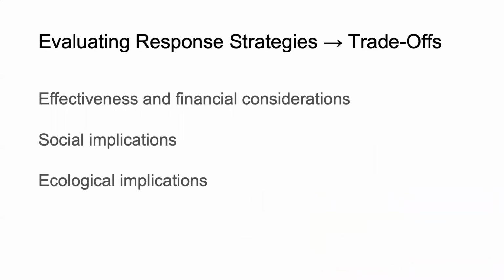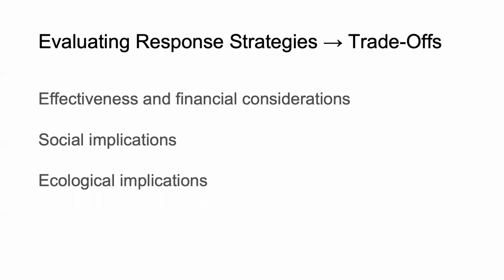And we are evaluating these different response strategies of protecting with hard armor, protecting with soft shore, accommodation, and retreat in several ways. So for each of those response strategies, we looked at 3 areas. So first, effectiveness and financial considerations. How well does the strategy work in the face of sea level rise? And how much might it cost to implement that strategy and maintain its effectiveness over time? Second, social implications. How might the given response strategy have implications for others, so neighbors or a community, for example? And finally, how might that strategy impact the environment?